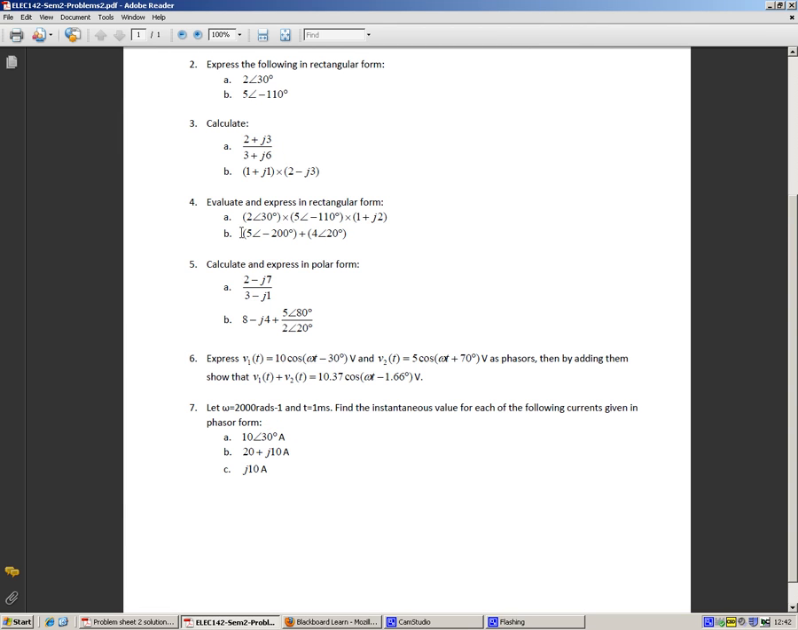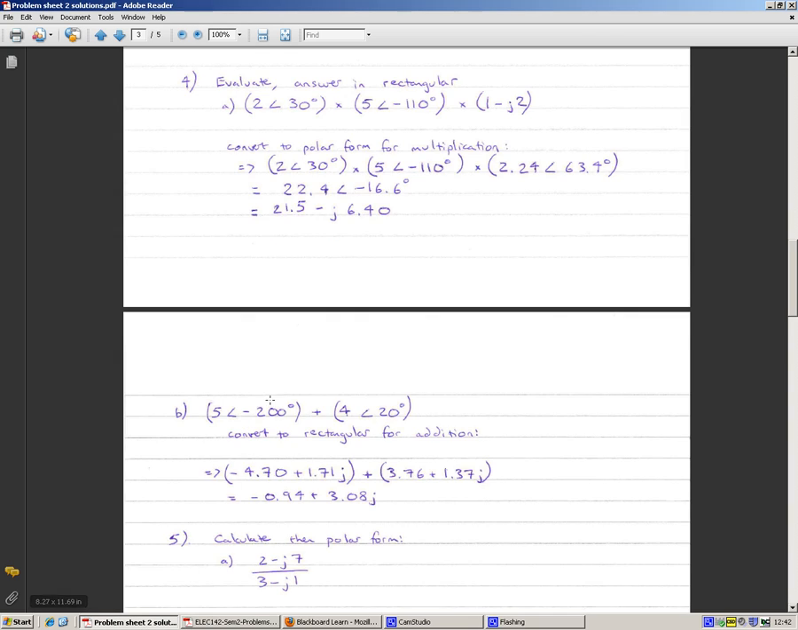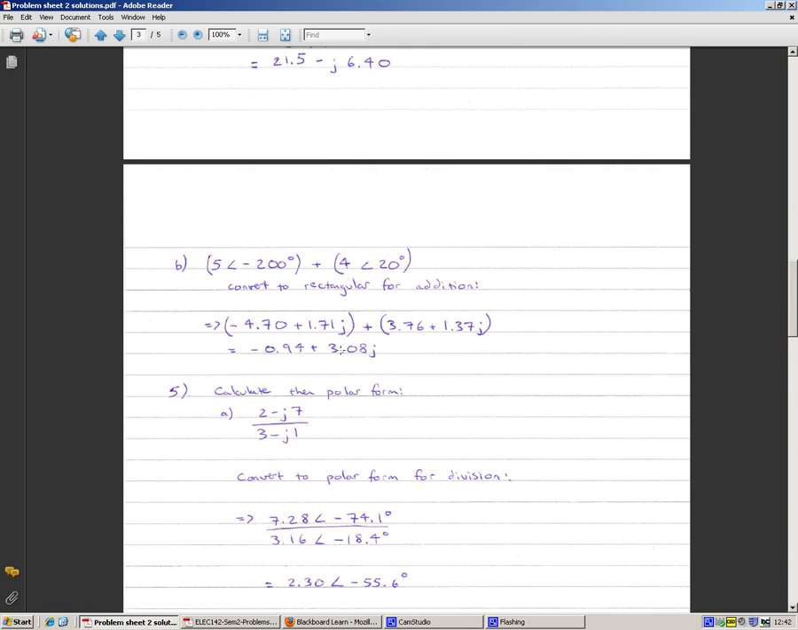So part b, this time we're just adding two polar numbers together, and we've been asked to express the final answer once again in rectangular form. Because we've got an addition, we want to convert both of these numbers to rectangular form to begin with, because it will make the addition a lot easier. So that's what we've done.